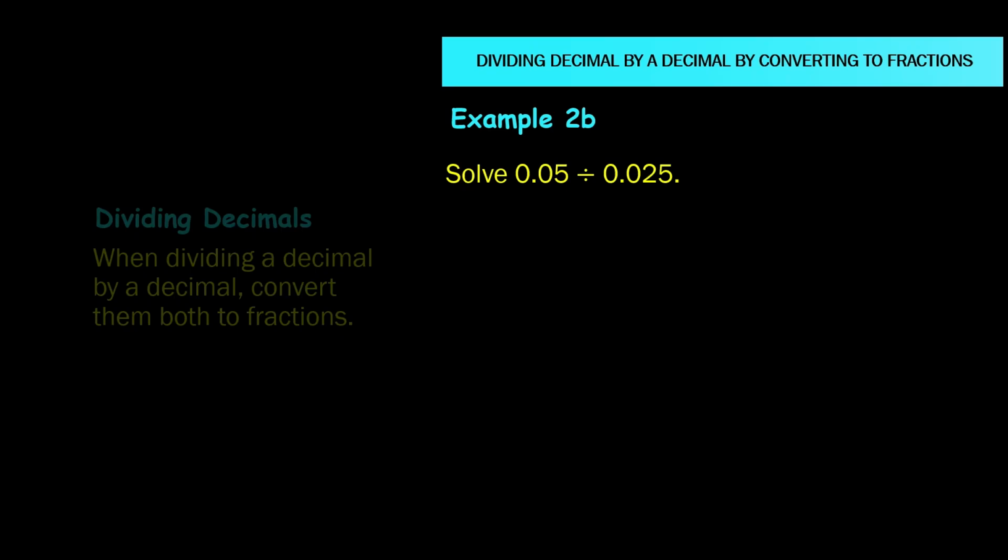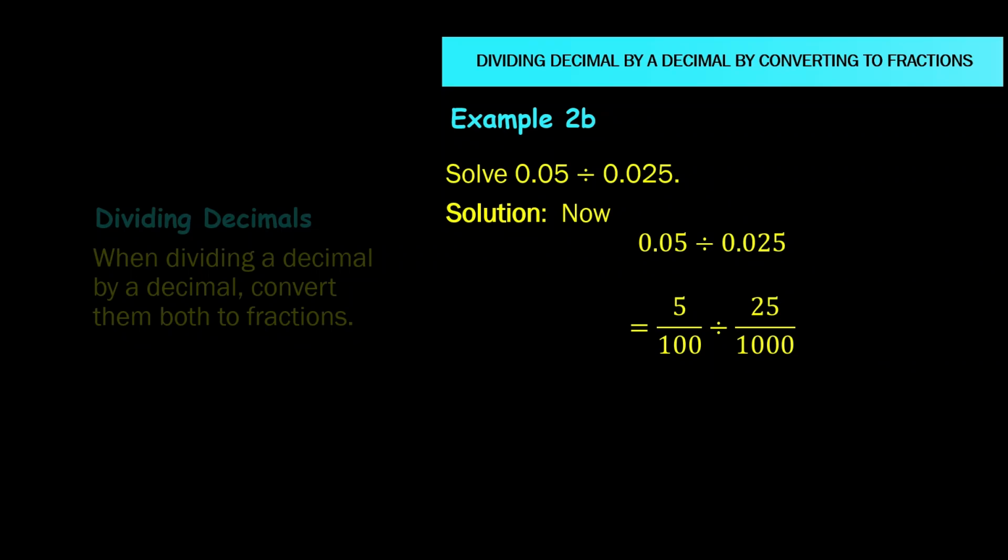Let's try another example, which is shown on your screen. Convert the decimals to fractions. Turn the second fraction upside down. And change the division sign to a multiplication sign. Cancel the 1000 with the 100 appropriately. And cancel the 25 with the 5 as shown, to give 10 divided by 5, which is of course equal to 2.